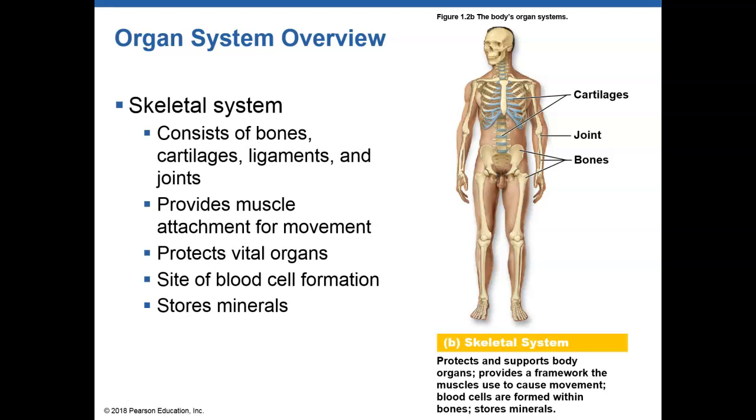The function of the skeletal system is to provide the attachment for muscles so that we can move our entire body, and protection of our soft internal organs. Bones are the site of blood cell formation, so all blood is formed in the red bone marrow of spongy bone. And bone also stores a lot of minerals, nutrients, and fat for use if we need them.